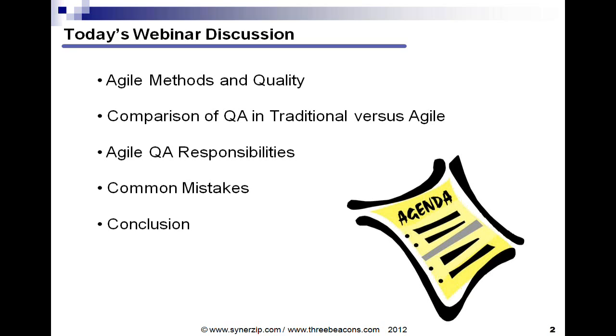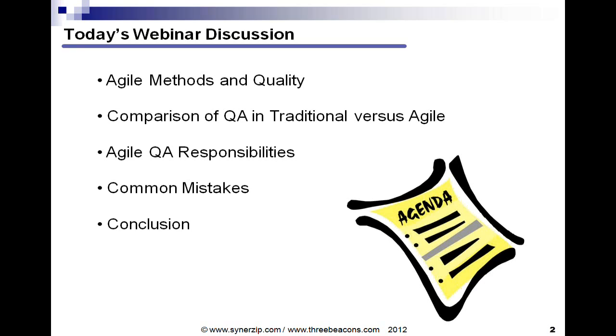Okay, with that, I'm going to quickly cover the agenda here. All right, today's webinar discussion, I'm going to do a brief introduction of Agile methods and quality, and then the majority of the time will be spent in the next two topics. I'll do a comparison of QA in traditional versus Agile, and then we'll talk about the Agile QA person's responsibilities. I'll conclude with some common mistakes and a brief conclusion.